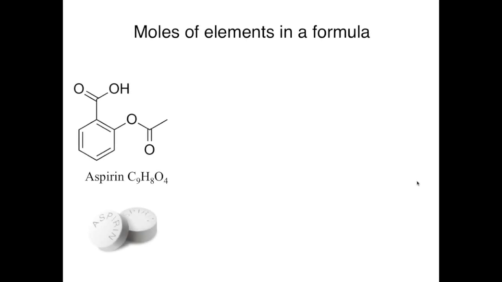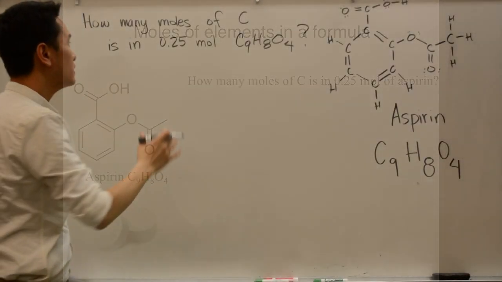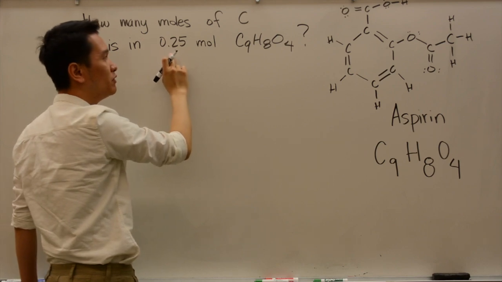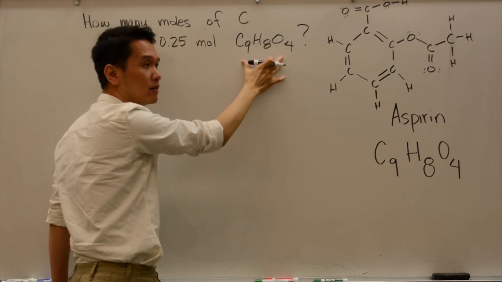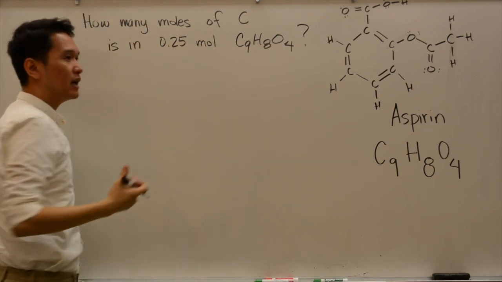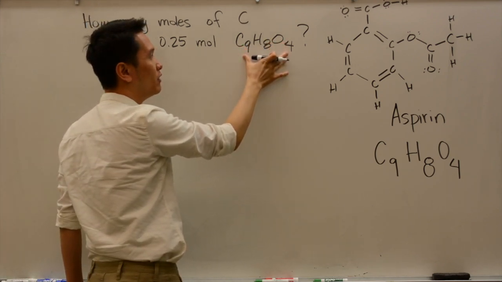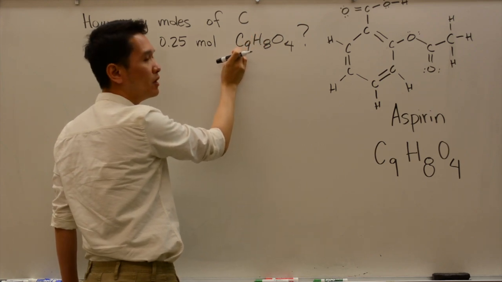Okay, so let's do an example. The problem says, how many moles of carbon is in 0.025 mole of aspirin? The formula for aspirin is C9H8O4. Okay, so we are asked to find how many carbon there are if you have 0.25 mole of the entire compound. So when you're asked that kind of question, you have to ask yourself, for every molecule of the compound, how many individual carbons there are, right?